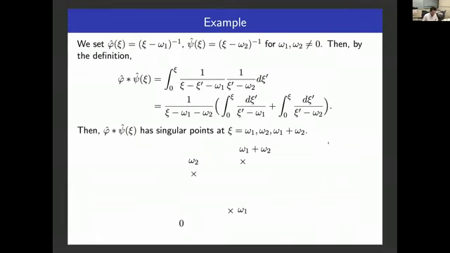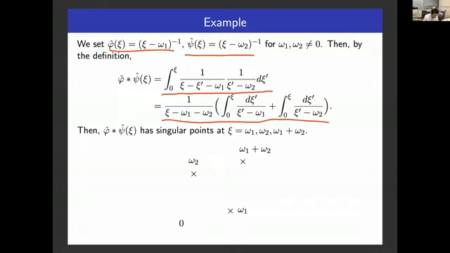But when we want to discuss analytic continuation along a curve, we encounter some problem. Let us consider φ̂(ξ) given by this one, and ψ̂(ξ) given by this one. It has singular points at ω1 and ω2. The convolution product of them is, by definition, written in this way. But if we rewrite this one, we can rewrite it in this way.